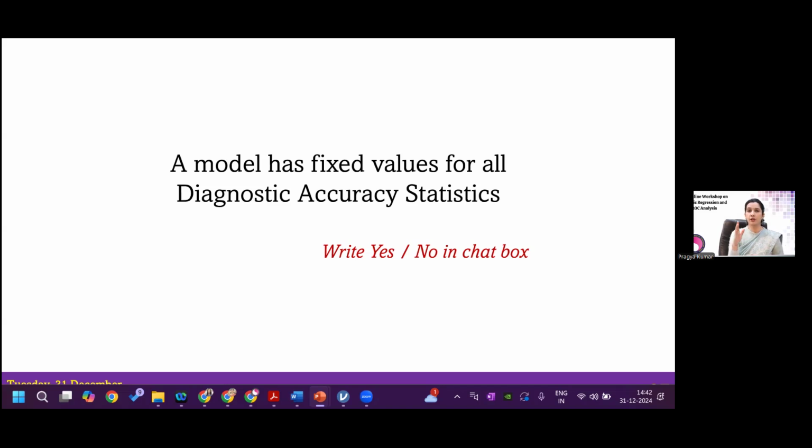If you increase or decrease the cutoff like we have seen, then the diagnostic accuracy will change. These statistics are dependent on the cutoff. So at every cutoff, your 2 by 2 table will change. We will see that in Jamovi. That's why you cannot say a model has a fixed value. So your answer should be, it is dependent on the value of cutoff which we set. Yes, but if you don't change the default, then definitely this has a fixed value for all diagnostic accuracy statistics.